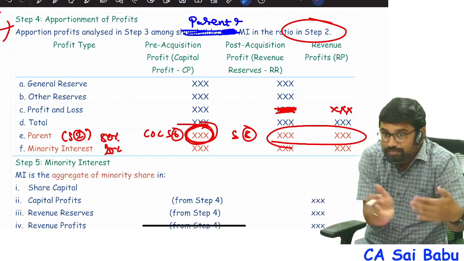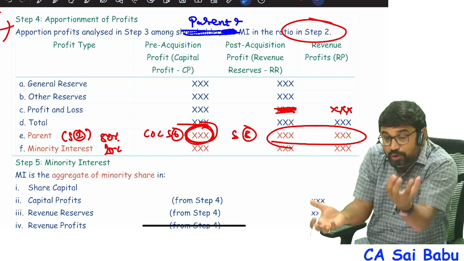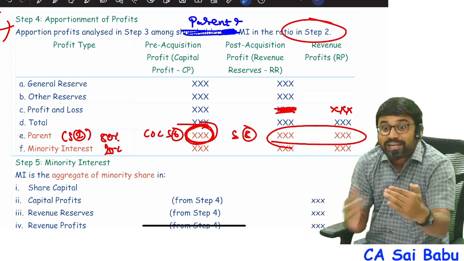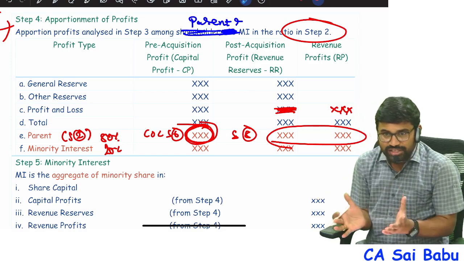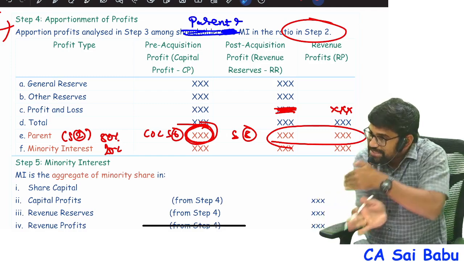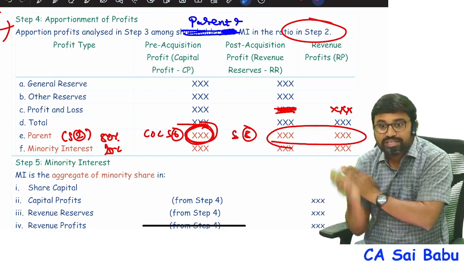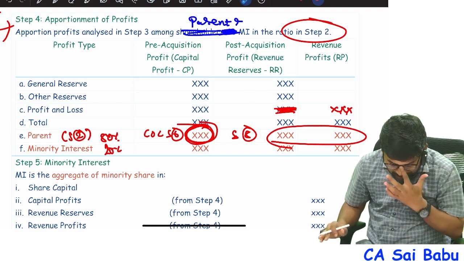consolidated reserves. That means to the extent of the increase, the post-acquisition profits. In that post-acquisition profits, as a parent company, what is your share? That will be added to the consolidated reserves. You understand the logic? All pre-acquisition are adjusted. Post-acquisition will be added to the consolidated reserves. Okay. Sir, okay, parent company share.